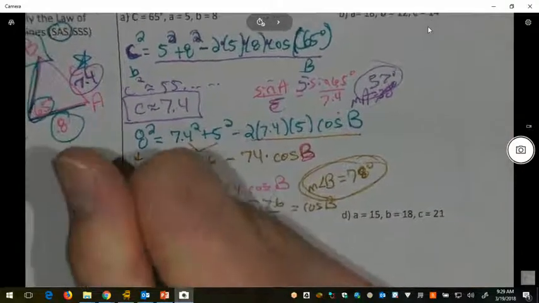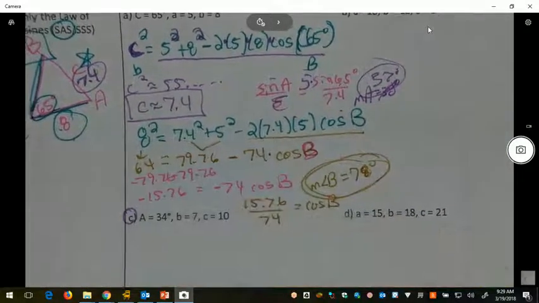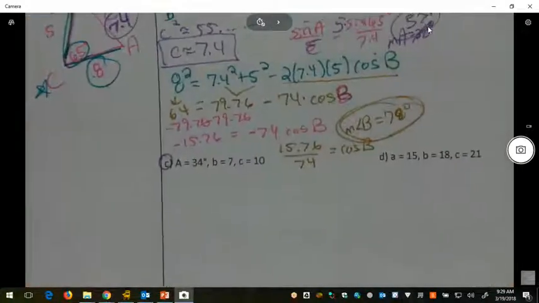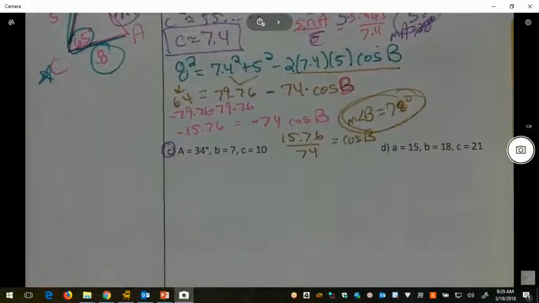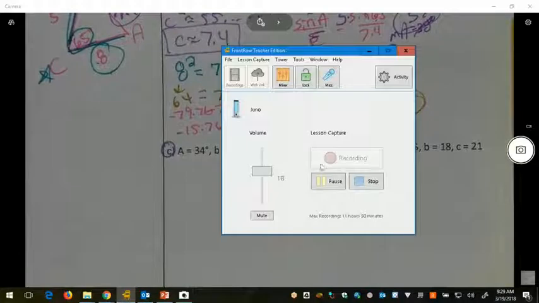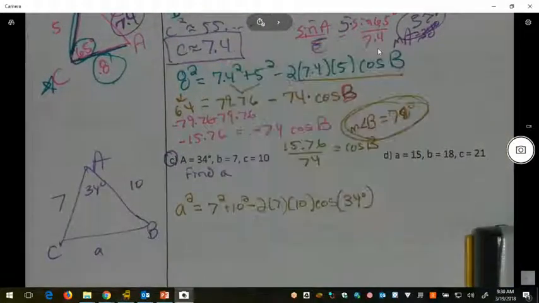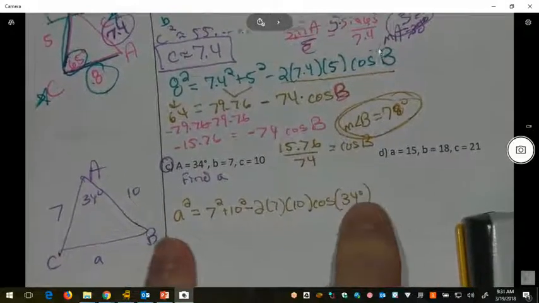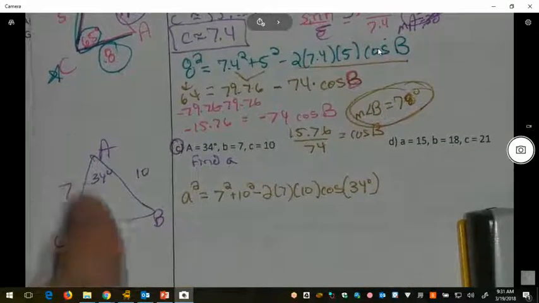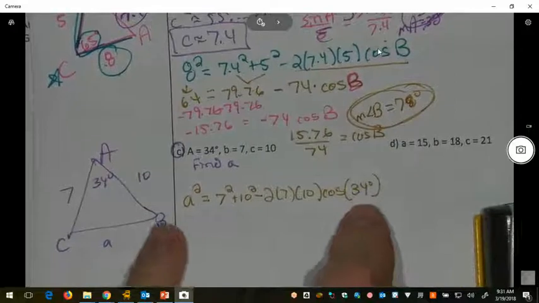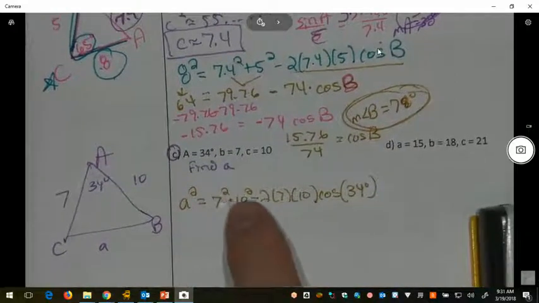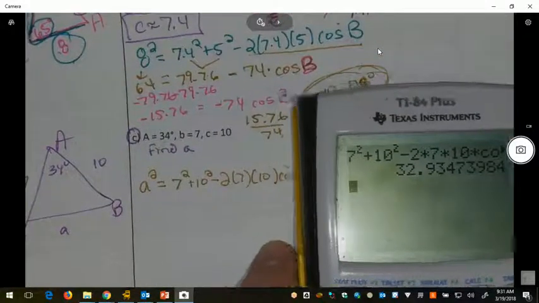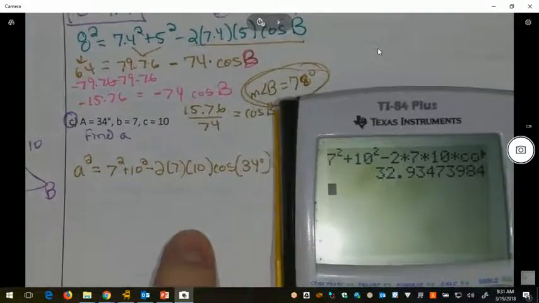I'm going to ask you to set up letter C to find the first side, and then I'll show you letter B. Try letter C to find the first side. All right, if you set it up correctly, this is what you have, because angle A and the 34 degrees are opposite of each other in the picture. They are also opposite of each other in the equation. I'm going to do all of this in the calculator at once, giving us 32.93.